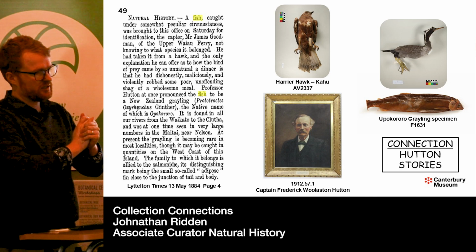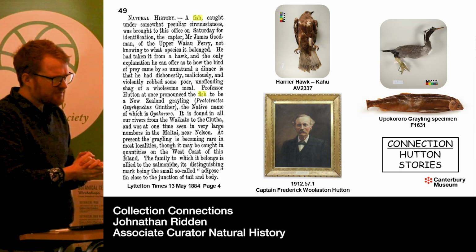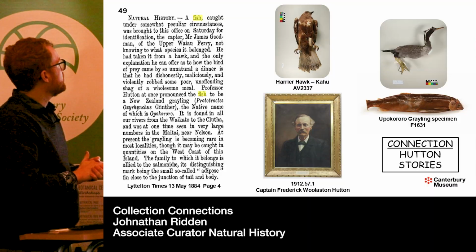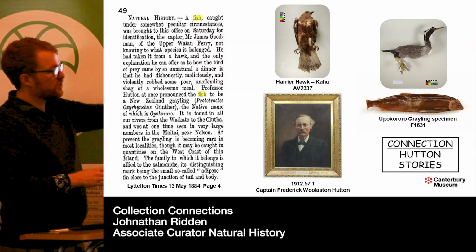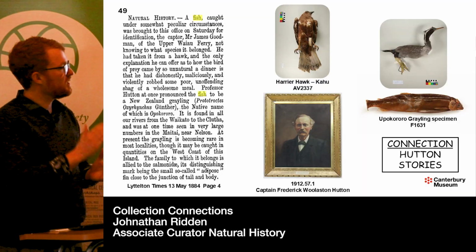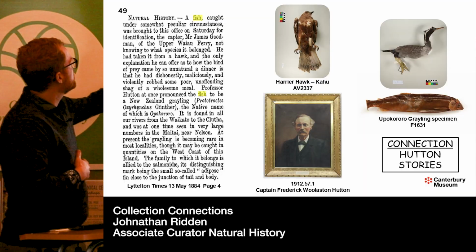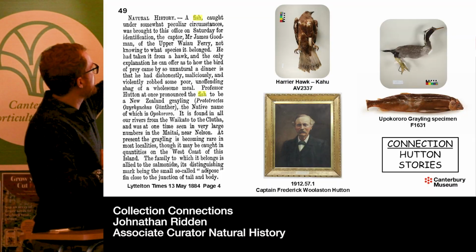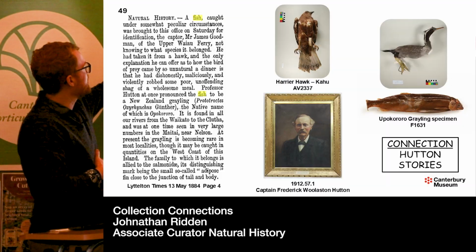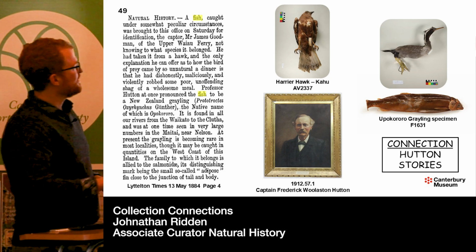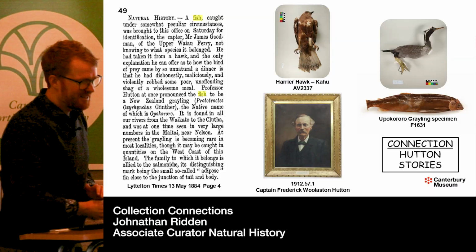The really interesting thing is the story of how this grayling got to the museum. So the story goes that Goodman was at the ferry at the Waiau River, and he came across this harrier that was plucking fish and had this grayling. And as it's written quite eloquently here, this is how Goodman described it. The bird of prey came by so unnatural a dinner in that he had dishonestly, maliciously, violently robbed some poor offending shag of a wholesome meal. So that's essentially what happened.